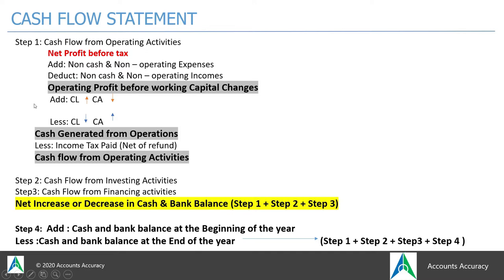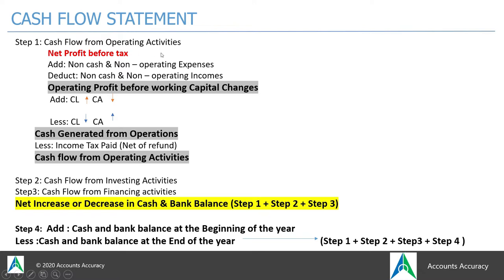Now again, all the increase in current liabilities and decrease in current assets get added, because working capital involves current assets and current liabilities. So an increase in current liability is added and a decrease in current asset is added. In the same way, we do the reverse: if current liabilities decrease and current assets increase, we deduct. All these we will understand better in my next video, and then we get the cash generated from operations, and from that we deduct income tax paid during the year, and at last we get the operating activities.